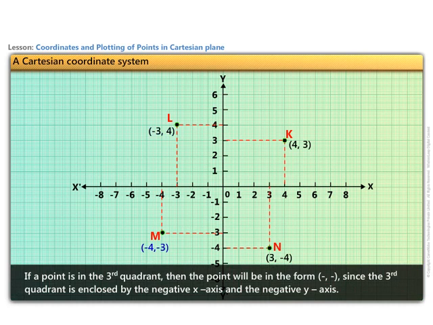If a point is in the third quadrant, then the point will be in the form of (-, -), since the third quadrant is enclosed by the negative x-axis and the negative y-axis. If a point is in the fourth quadrant, then the point will be in the form of (+, -), since the fourth quadrant is enclosed by the positive x-axis and the negative y-axis.